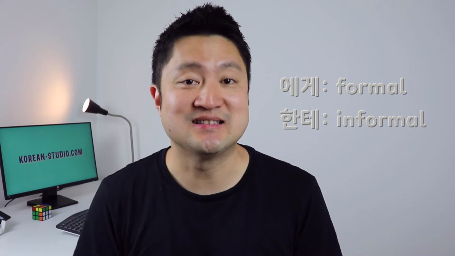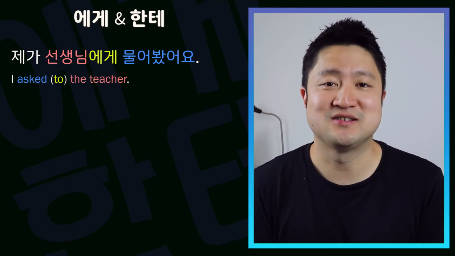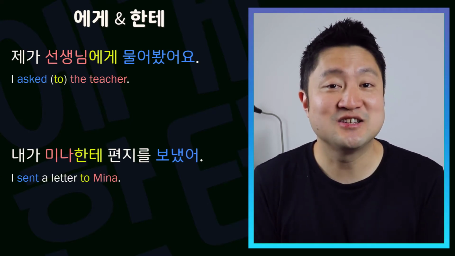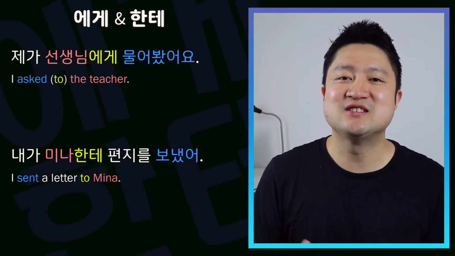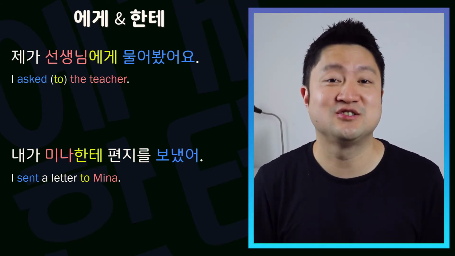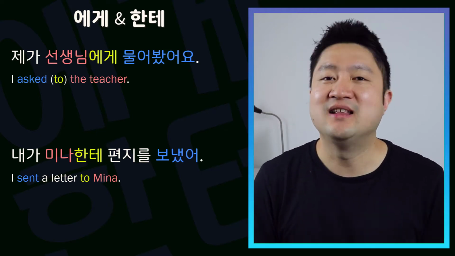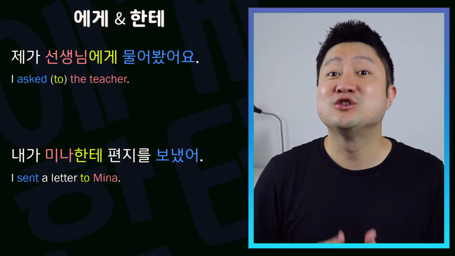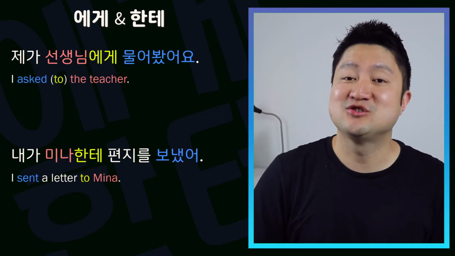Okay, so let's take a look at two example sentences that use 에게 and 한테. 제가 선생님에게 물어봤어요. I asked the teacher. 내가 미나한테 편지를 보냈어. I sent a letter to Mina. So in the first sentence, we're talking about asking a question to the teacher, so we use the particle 에게 with the noun 선생님, which means teacher. And in the second sentence, we're talking about sending a letter to Mina, so we use the particle 한테 with Mina to say that we sent a letter to Mina.